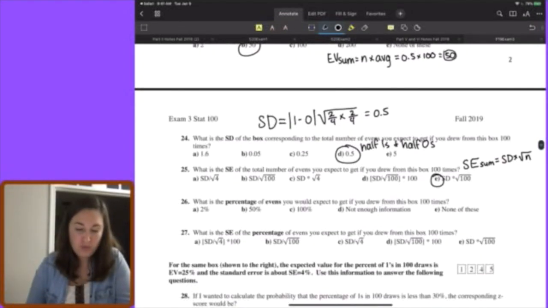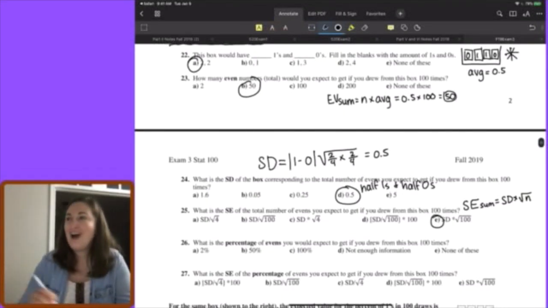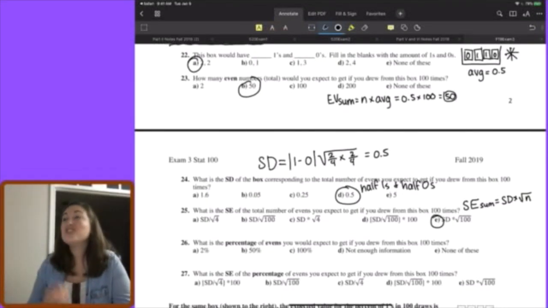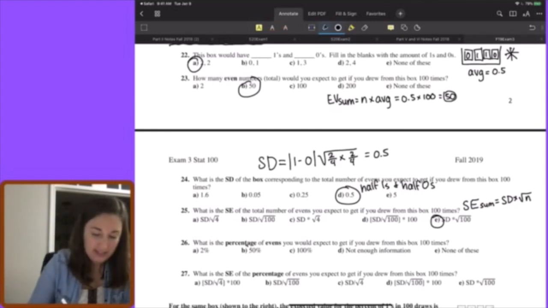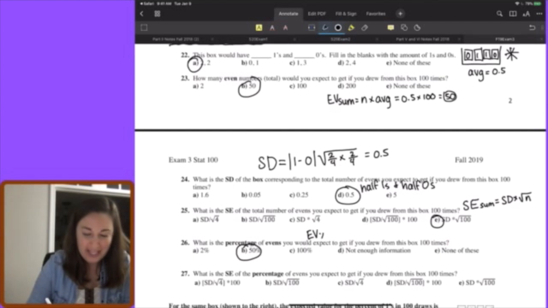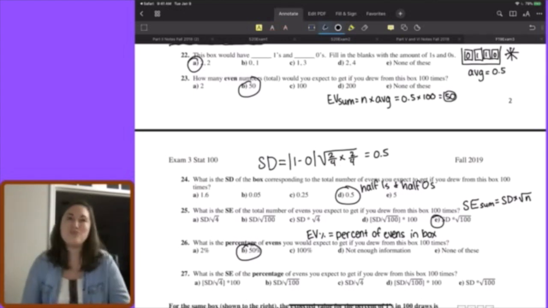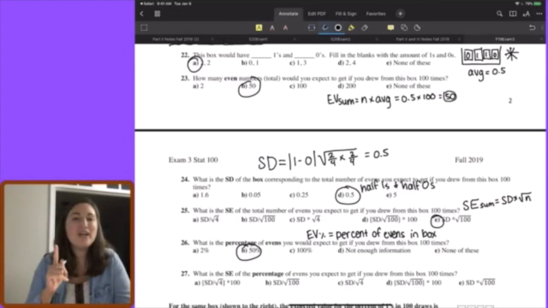100. Next, 26, what is the percent of evens you'd expect to get if you drew out of this box 100 times? So again, this box up here, and because there's half evens, I would say this is 50%. Here, the formula for expected value for the percent is just the percent of whatever you're looking at in the box. So the percent of evens in the box. So in this case, there was 50%. If there was one even number, the expected value would be 25%.